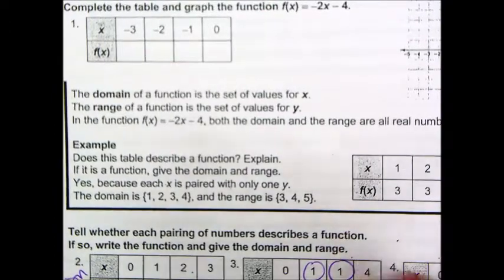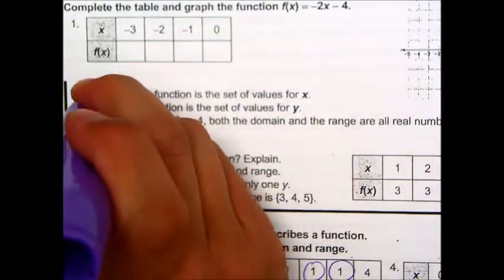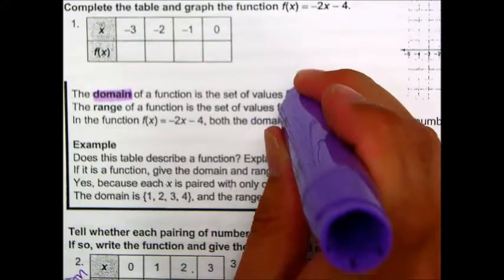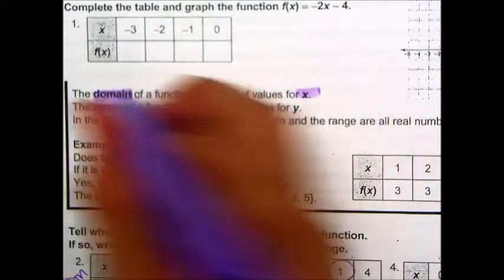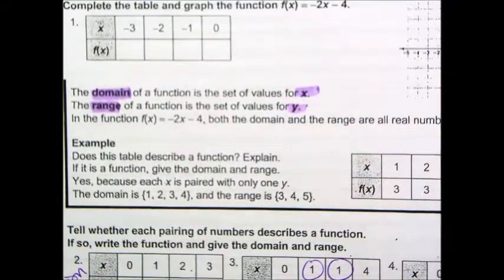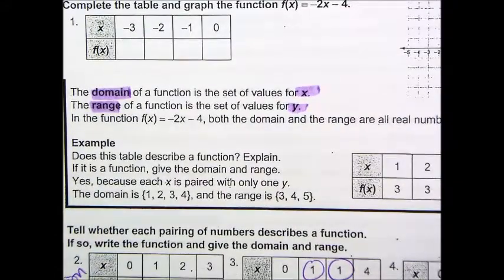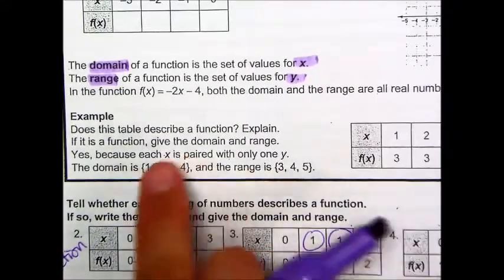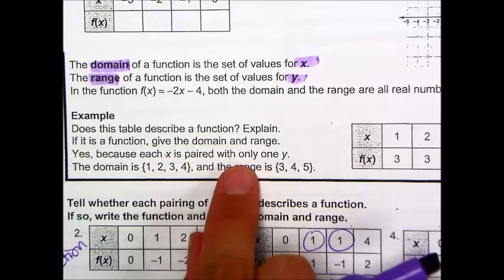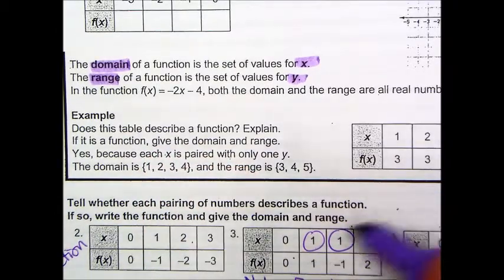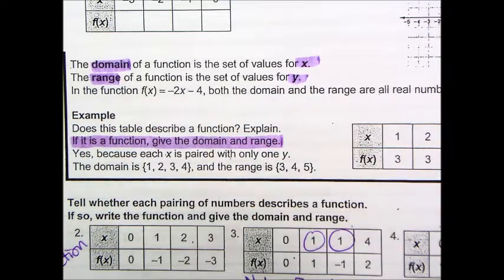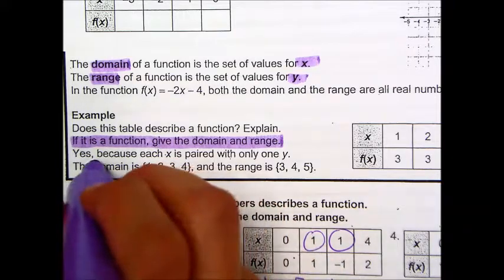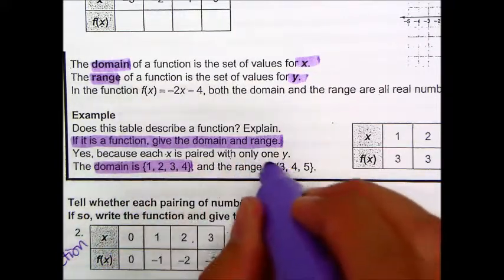Just a quick review right here on the page. We say that domain is the set of values for x, and range is the set of values for y. So today in our problems, they're going to ask us not only is this a function, but if it is a function, they want us to be able to give the domain and the range. But they're going to write it a little differently than what we wrote yesterday. They're going to write it in what we call set notation.